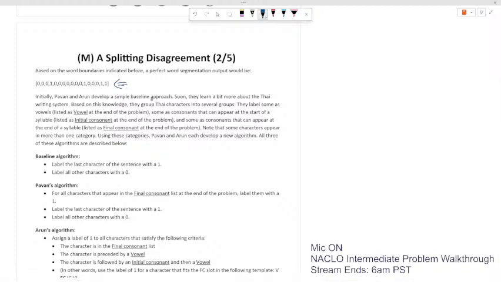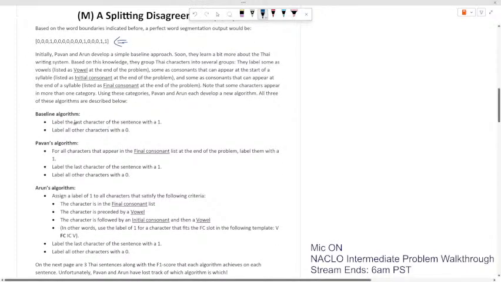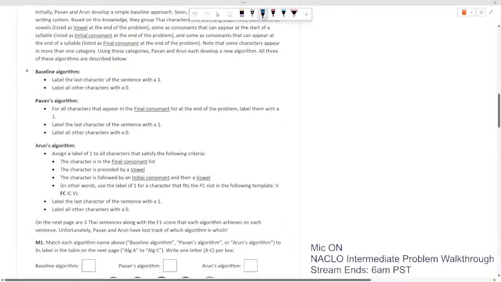Initially, Pavan and Arun develop a simple baseline approach. Soon they learn a bit more about the Thai writing system. Based on this knowledge, they group Thai characters into several groups. They label some as vowels, some as consonants that can appear at the start of a syllable, and some as consonants that appear at the end of the syllable. Note that some characters appear in more than one category. Using these categories, Pavan and Arun each develop a new algorithm. All 3 of these algorithms are described below. Baseline algorithm. Label. Okay, so then this is like the rules. Right? These are the algorithms.